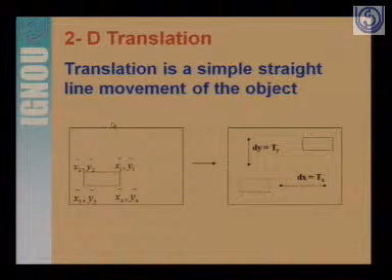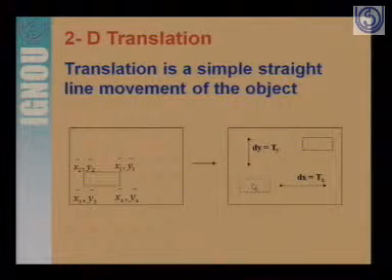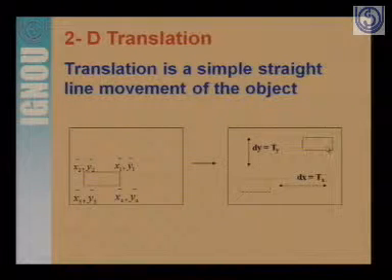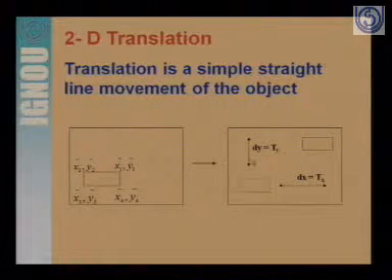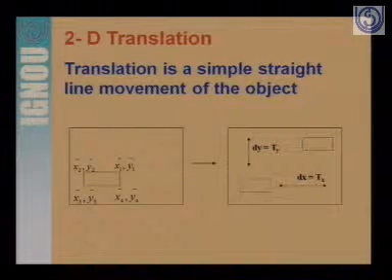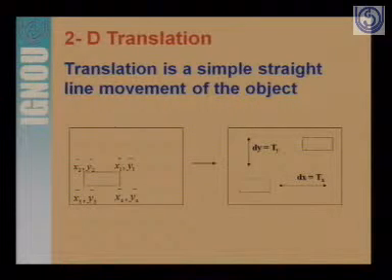Here the object was here, and after translation, it has come to this final position over here. There is a translation in x direction, that is tx, and there is also translation in y direction, ty. Now let us see what the final coordinates will be with this 2D translation.